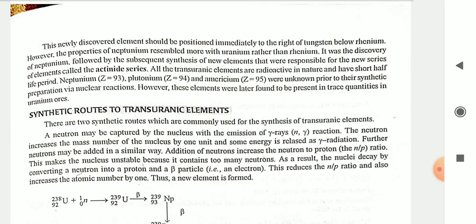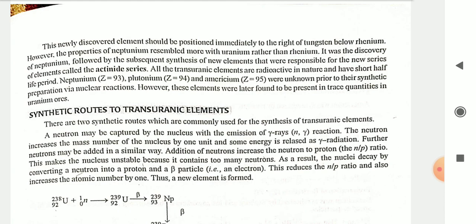This newly discovered element should be positioned immediately to the right of tungsten, below rhenium. However, the properties of neptunium resemble uranium more than rhenium. It was the discovery of neptunium, followed by the synthesis of the new elements, that was responsible for the new series of elements called the actinide series.